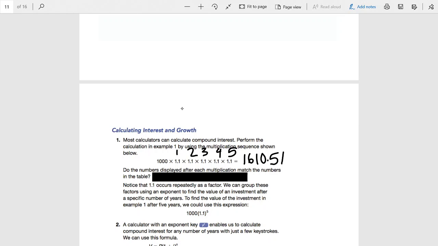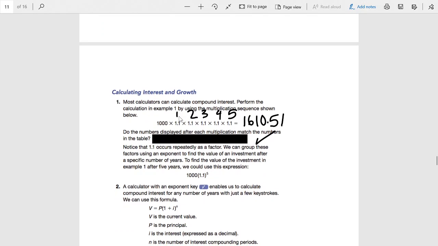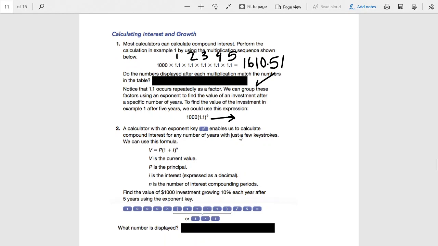Now, do they match? Yes, they do. Notice that 1.1 occurs repeatedly. So instead of just multiplying it 5 times in a row, we should use exponents. And what we should really plug in our calculator is this right here. So what do all of those pieces mean? Because we can actually replicate this with different numbers and different percent interests. So the formula that we are actually using is right here.